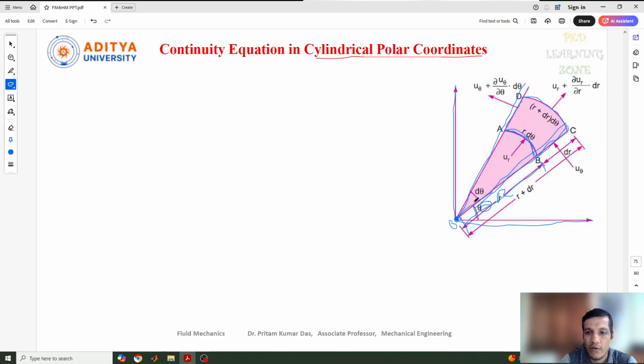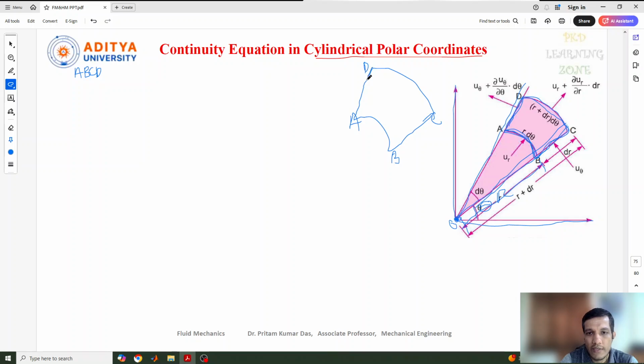So first of all, we have considered this two-dimensional polar coordinate system with r and theta, and we need to consider the fluid element. Let the fluid element be ABCD. This is the fluid element we have considered here. If you want to draw it, let me take it outside, and it will be like this. So this is A and this is B, this is C, and this is D point.